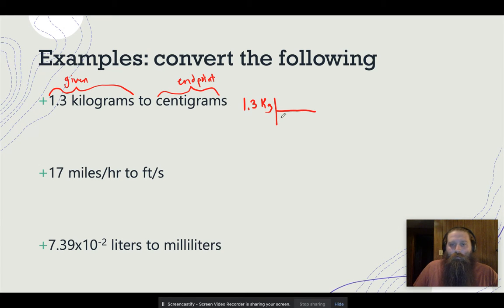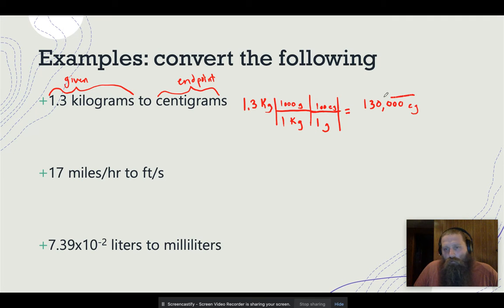And I'm going to go over here and say 1 kilogram is equal to 1,000 grams. I don't know how many centigrams off the top of my head are in a kilogram, so I'm going to convert to this base unit first. I'm going to create a second bracket. I know that 1 gram has 100 centigrams. And then I'm going to multiply this through. So 1.3 times 1,000 times 100 is going to give me 130,000 centigrams. Notice in my answer, I have a unit, and I'm going to box it in, just like that.